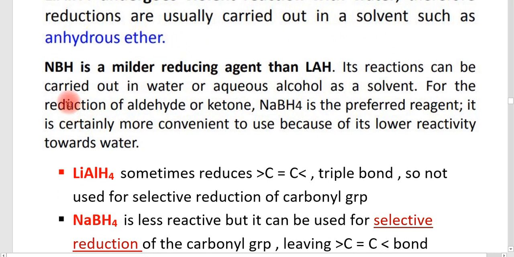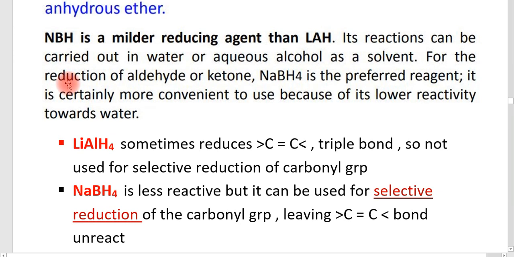And after that, by comparing the reactivities of sodium borohydride and lithium aluminum hydride, it is seen that sodium borohydride is a milder reducing agent than lithium aluminum hydride. Its reaction can be carried out in water or aqueous alcohol as a solvent. Therefore, we normally prefer the reduction using sodium borohydride. For the reduction of aldehydes or ketones, sodium borohydride is the preferred reagent. It is certainly more convenient to use because of its lower reactivity towards water.